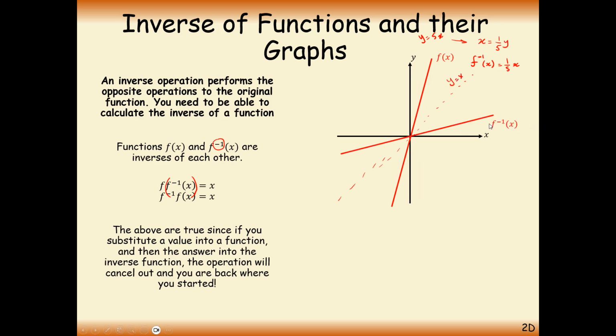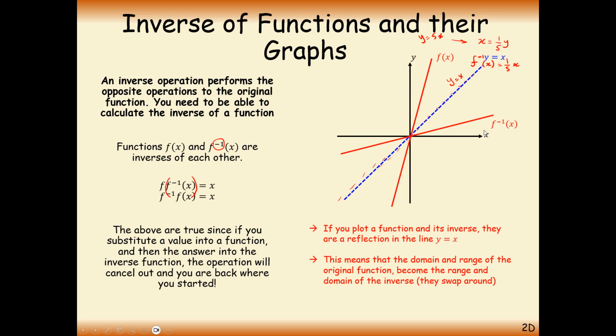The inverse function always reflects in the y equals x line. Okay, this symmetry is due to the fact that the inputs become outputs and the outputs become the inputs of the function. So that means that the domain and range swap sides. The domain of the original function becomes the range of the inverse, and the range of the original function becomes the domain of the inverse function.